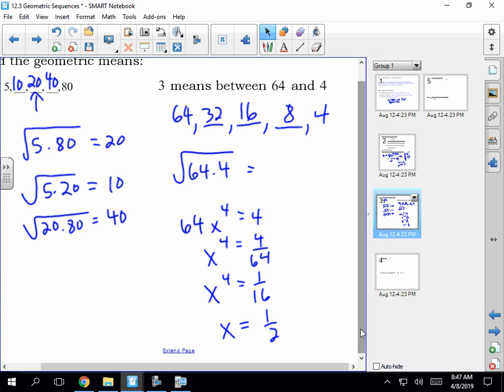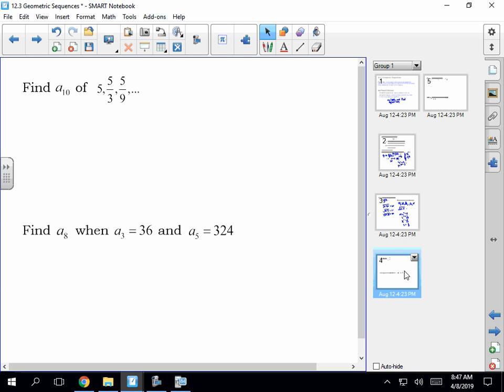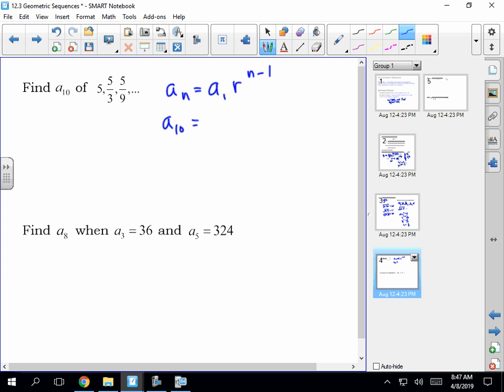So, like I said, sometimes you can just look at it and tell. You're just filling in the blanks. All right, find a sub 10 of the following geometric sequence. So first of all, we got to write down our formula here. We have a sub n equals a sub 1 r to the n minus 1, and then fill in: a sub 10 equals a sub 1 is 5, r we'll get to here, 10 minus 1.